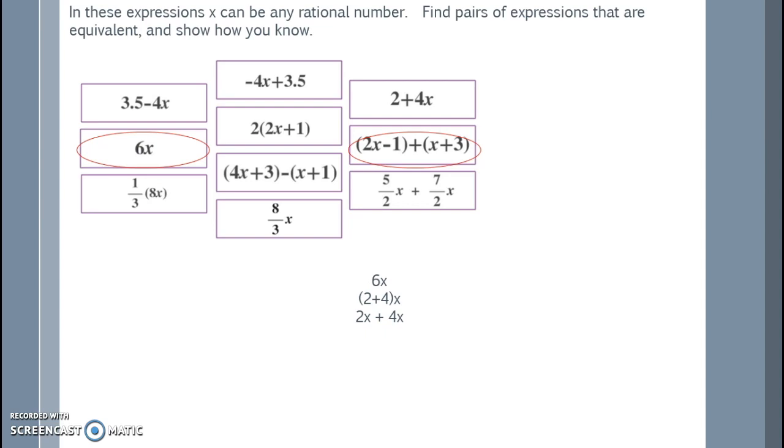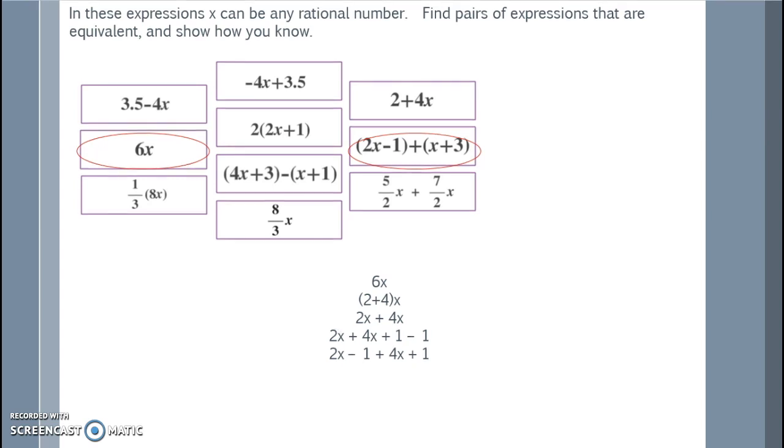So I'm going to take 6x and I'm going to rewrite it as 2 plus 4 times x, because I know 2 plus 4 is 6. Okay, and then I'm going to separate them using the distributive property, giving me 2x plus 4x. And then I'm going to add 1 and subtract 1 because plus 1 and minus 1 is the same as 0. So we're adding in a 0, which does not change our overall expression. Then I'm simply going to rewrite them. So 2x minus 1, 4x plus 1, so that I can start to develop what that second expression might look like.